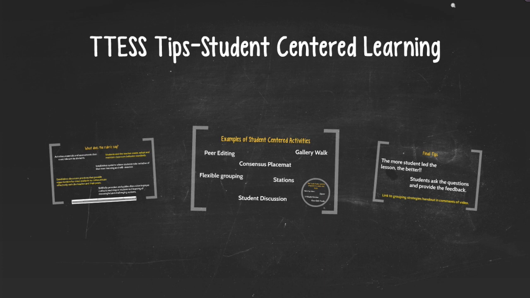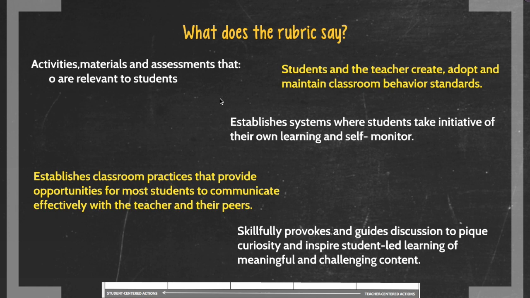This is a brief video to give you some ideas to make your lessons more student-centered. So let's look at what the rubric says for student-centered learning. We have that activities, materials, and assessments are relevant to students, that students and the teacher create, adopt, and maintain classroom behavior standards. This would be in your learning environment.